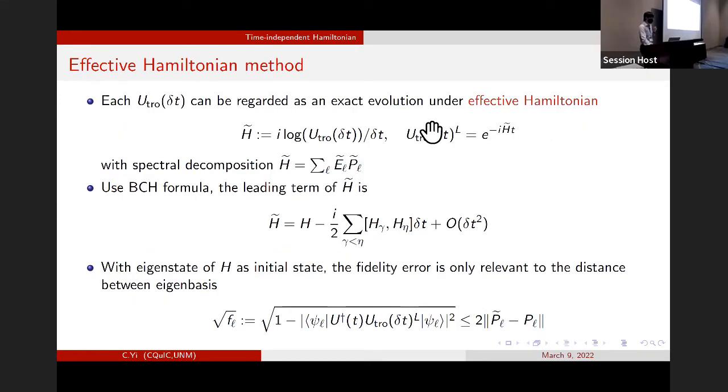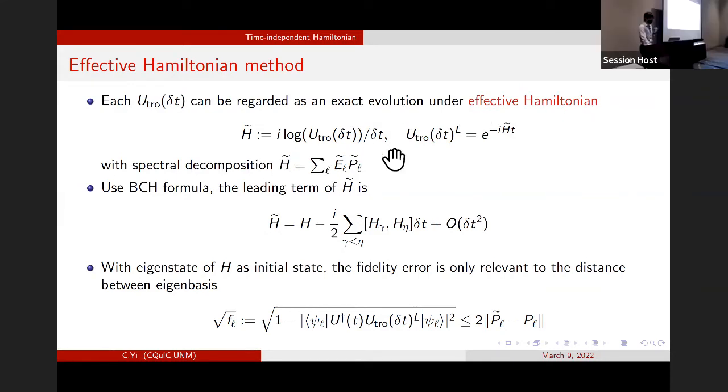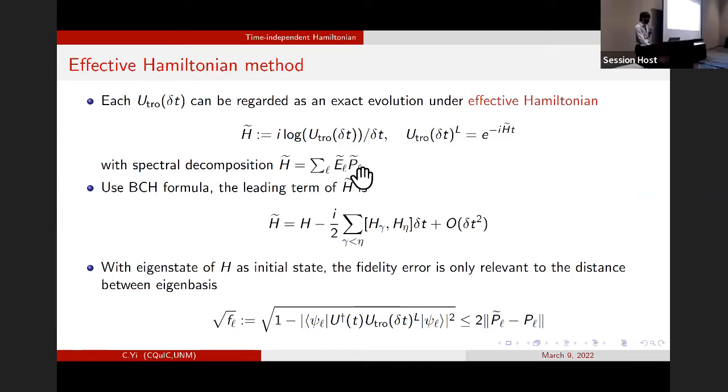So let's formally introduce the method we use, which we call the effective Hamiltonian method. Each product formula can be considered as a short-time exact evolution under the effective Hamiltonian defined as follows. Then using this notation, we can see that the digital operator is just a long-time evolution under the effective Hamiltonian, which has a slightly different energy level and different eigenbasis.